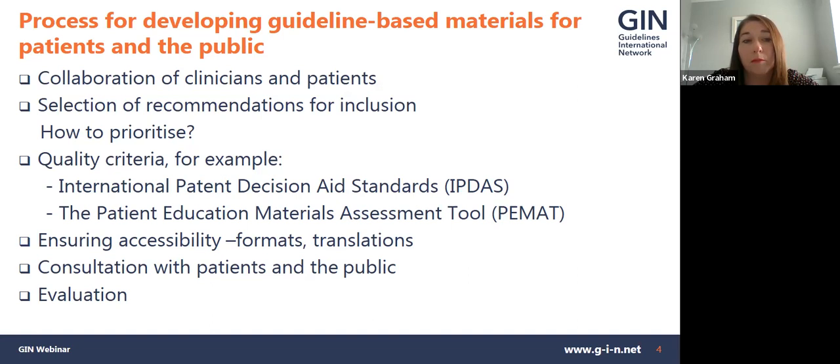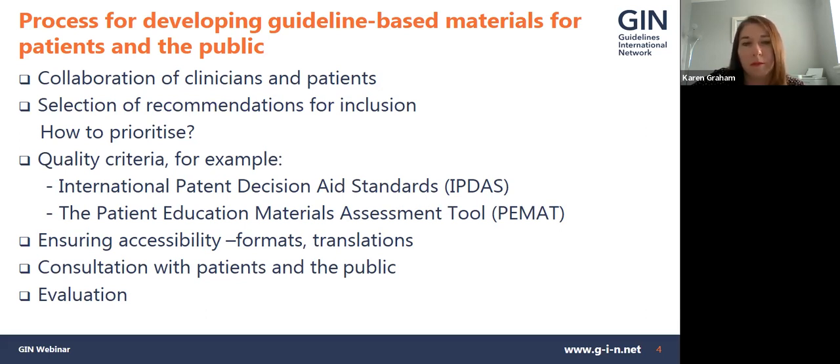So that is something that is really important when you're producing information for patients. When you're producing information for patients, it's very important that you use some quality criteria. For example, the International Patient Decision Aid Standards look at, when you're producing decision aids in particular, the content and making sure the quality is right. So does it produce sufficient details about the options? Does it highlight the benefits and harms, and so on? And is there a systematic development process in place?